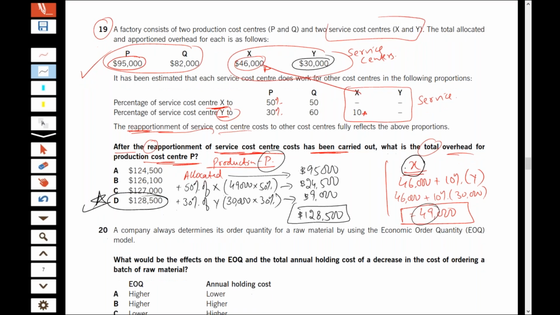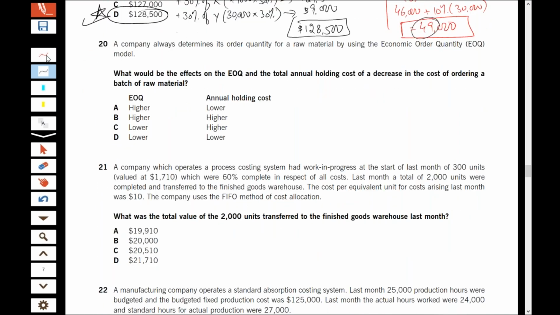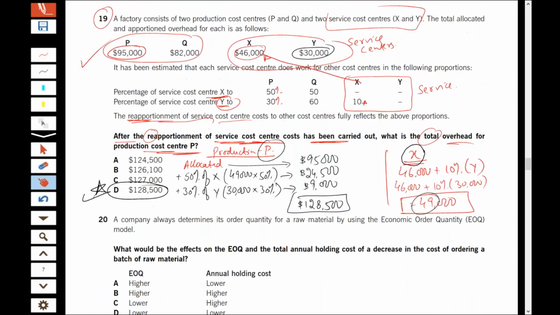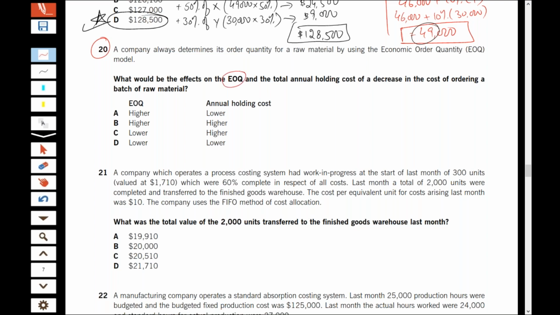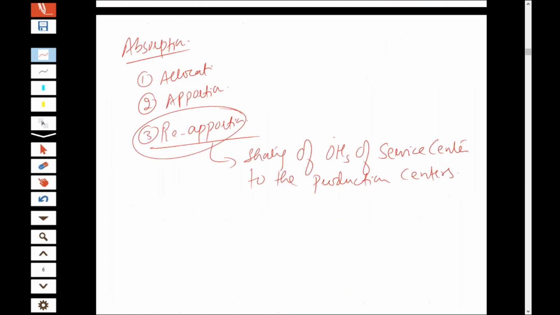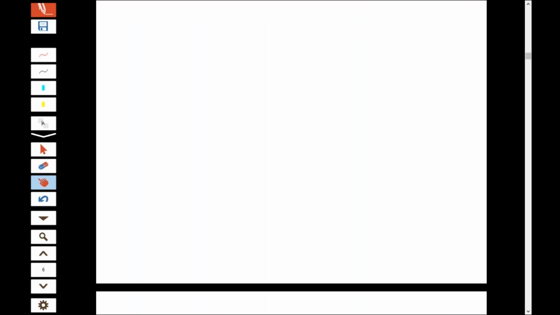Okay, now the next question is question number 20. EOQ. Now, what is EOQ? What is economic order quantity? EOQ means economic order quantity. Before going to answer this question, I think I should explain the concept of economic order quantity.